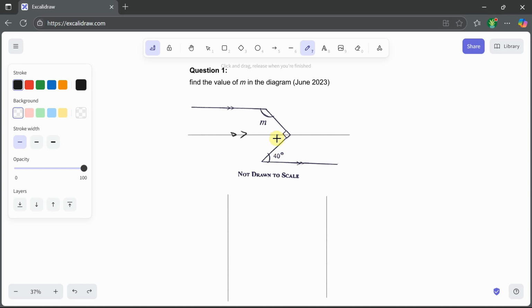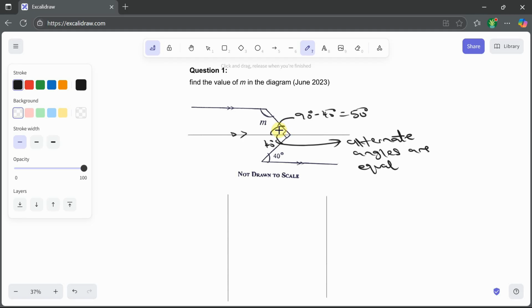This side there will also be what? Great, 40 degrees. And in this place here, the angle is 90 degrees. So if this whole angle is 90 degrees, that means this angle here will be what? 90 minus 40 degrees, which will give you 50 degrees. Why? Because the total angle here is 90 degrees. The reason why this one was 40 degrees was that alternate angles are equal.